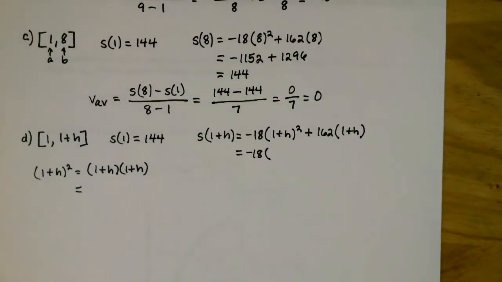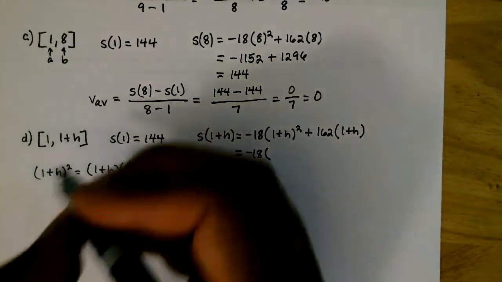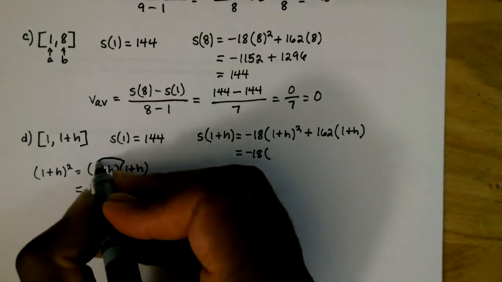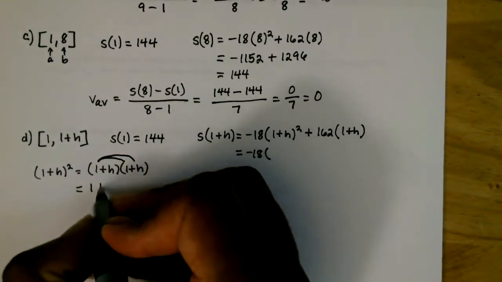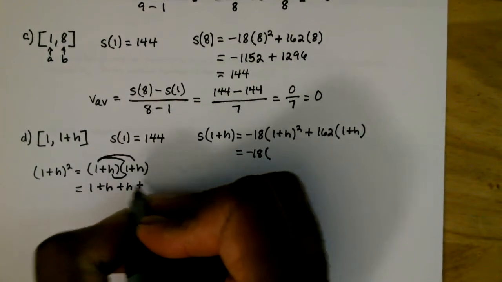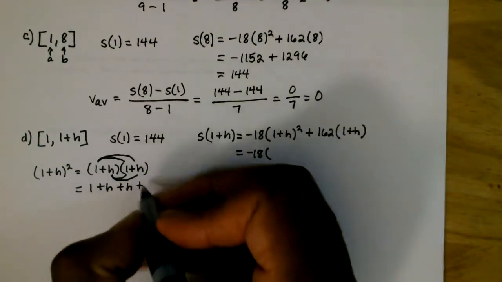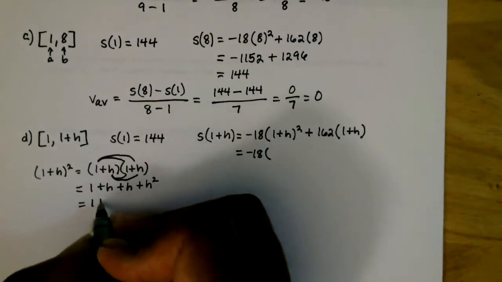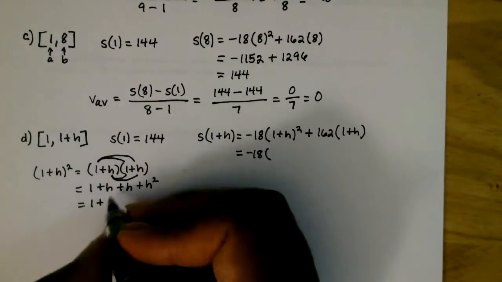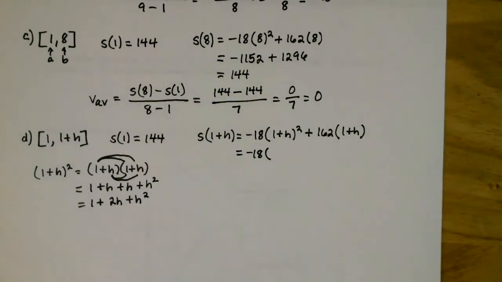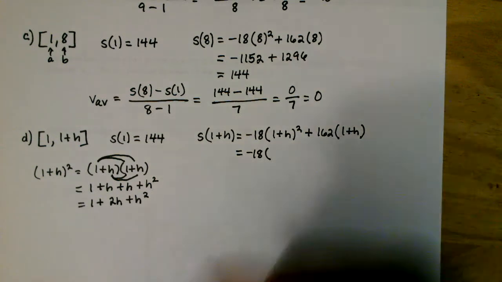Now, if you want to, you can write it like this and then use the FOIL method, which is this: 1 times 1, which will be 1. The outer 1 times h will be h. The inner h times 1 will be plus h, plus the last h times h, which is h squared. So in this case here, this will be 1 plus, I got 2 h's here, so that would be just 2h plus h squared. So 1 plus h quantity squared would be 1 plus 2h plus h squared.